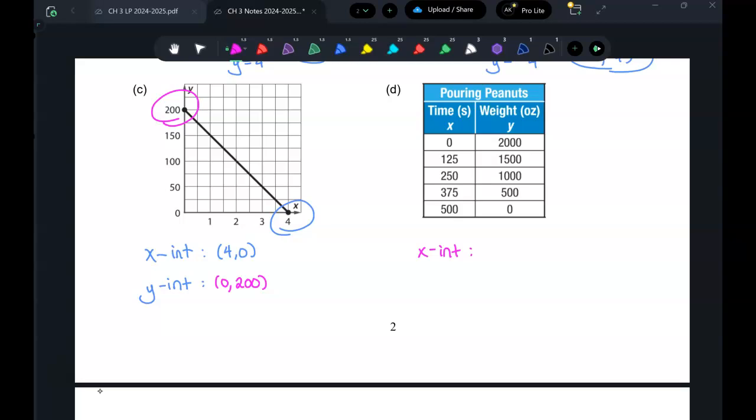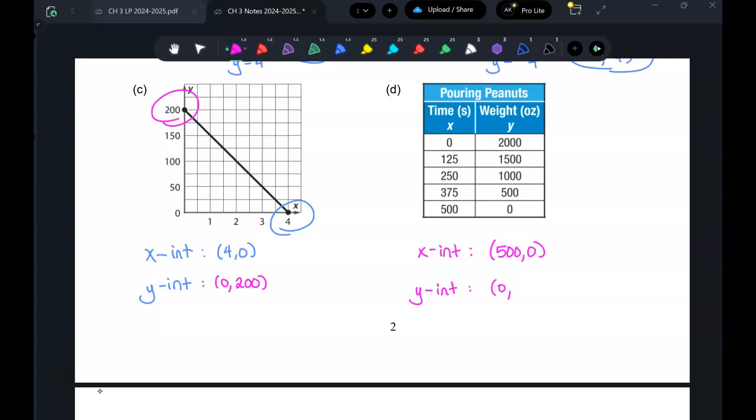Now I have a table of values. So what do we notice with the x-intercept? The y is 0. So look for the one where the y is 0. Yeah, 500. So it's going to be 500 comma 0.